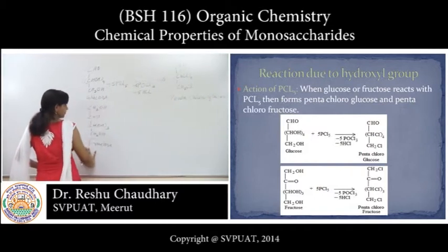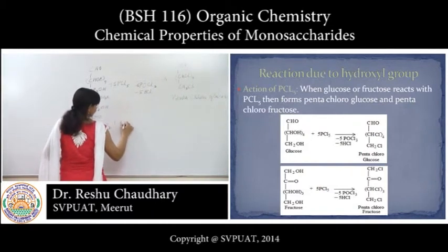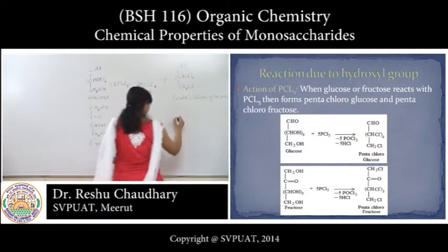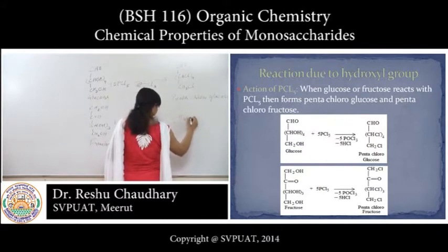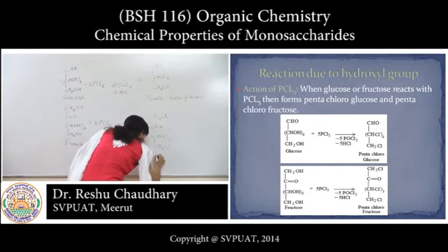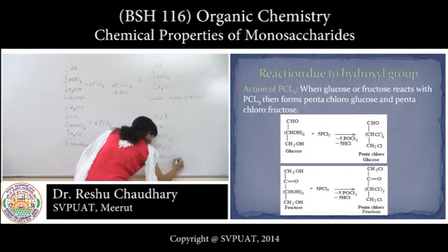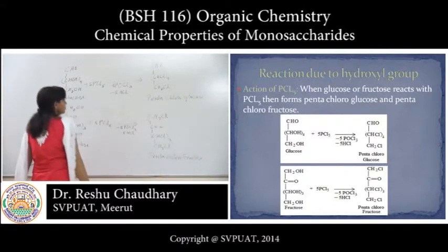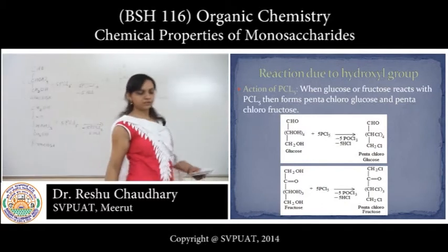Same when it reacts with fructose, 5 POCl3 and 5 HCl will come out, and the product will be CH2Cl, C double bond O, (CHCl) whole thrice and CH2Cl. That means pentachlorofructose. This is the reaction with PCl5.